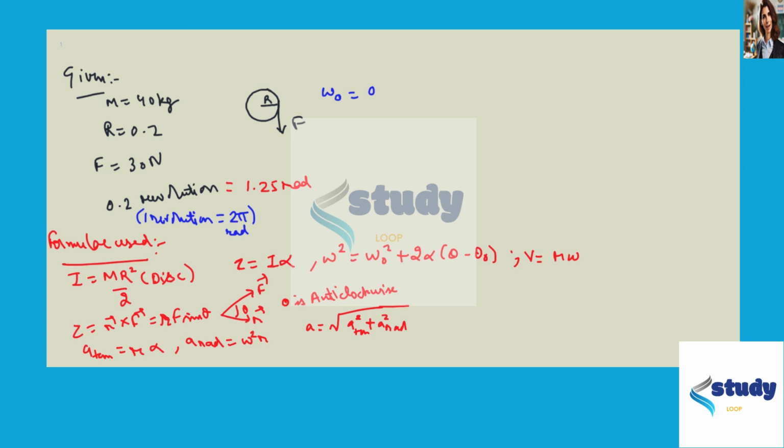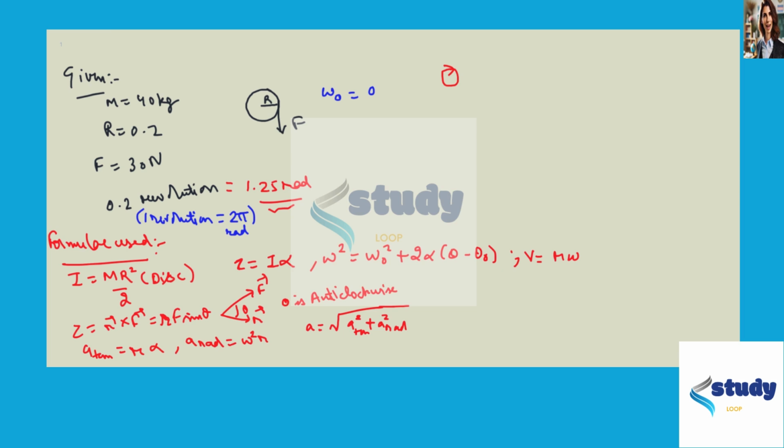The force is applied until this disk makes 0.2 revolution. One revolution is equal to 2 pi, which means it makes a whole circle. So 0.2 revolution is equal to 1.25 radian. This much is the theta angle covered by the disk when the force is applied. After 1.25 radian, or 0.2 revolutions, there is no force, or we don't know the situation, but we are asked to find the tangential velocity and the acceleration of the resultant torque finally.